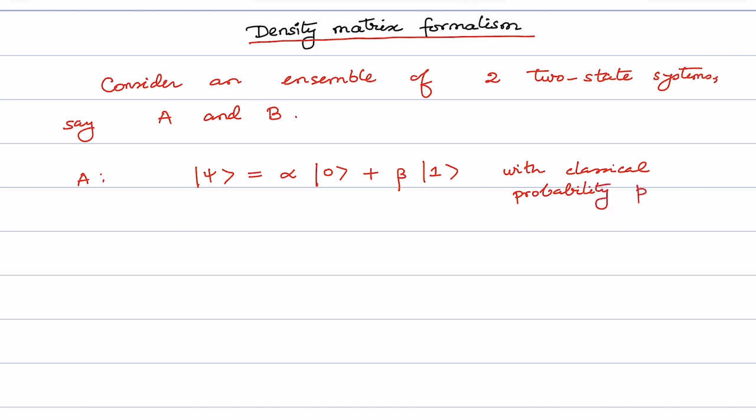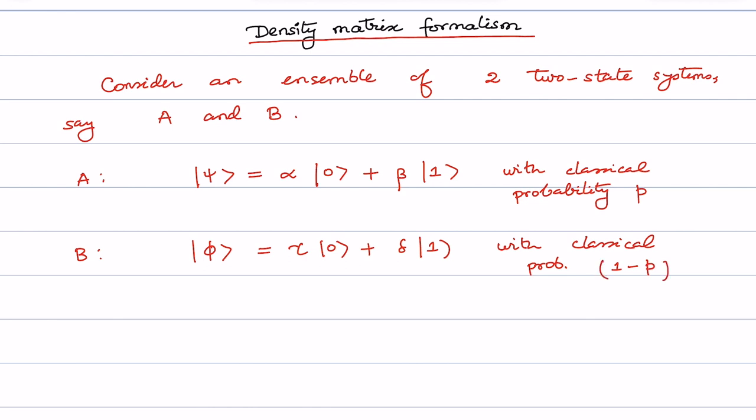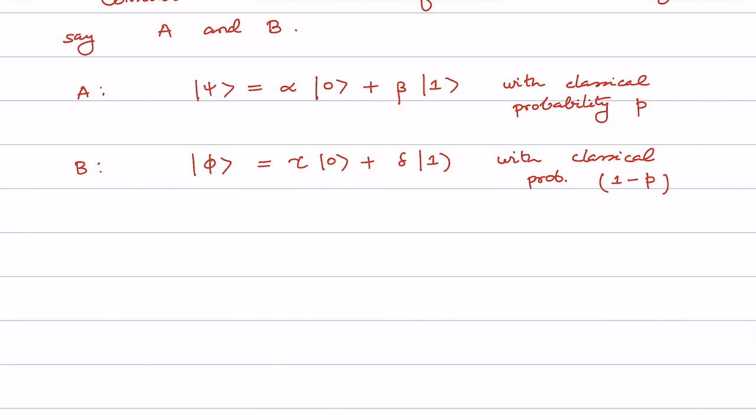On the other hand, system B is represented by this state ket, say phi, equal to gamma ket 0 plus delta ket 1, with classical probability 1 minus p, because either you are going to pick A or pick B for sure. For simplicity, and just for explanation of the concept I'm going to discuss now, let us consider that these two systems A and B are in a box.